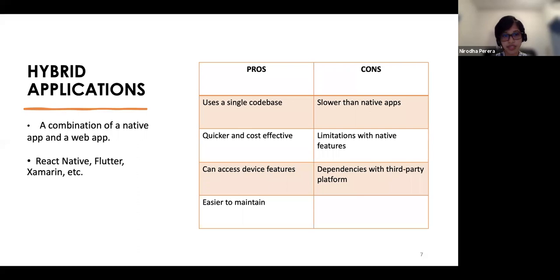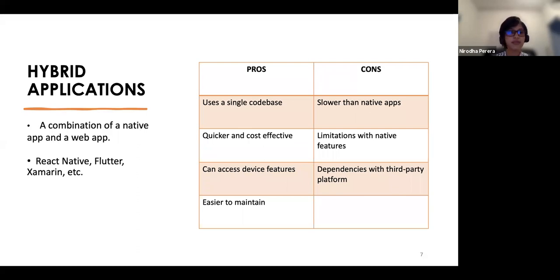And in hybrid applications, the frameworks that we use provide access to the native API, so we are able to access the device features as well. As we know, since we're using a single code base, it's easier to maintain and deliver new features for the application. The negatives would be that it's a bit slower than native applications. Also, based on the framework you choose, there can be limitations for certain native APIs and features. And for certain frameworks, there can be dependencies on third-party platforms.